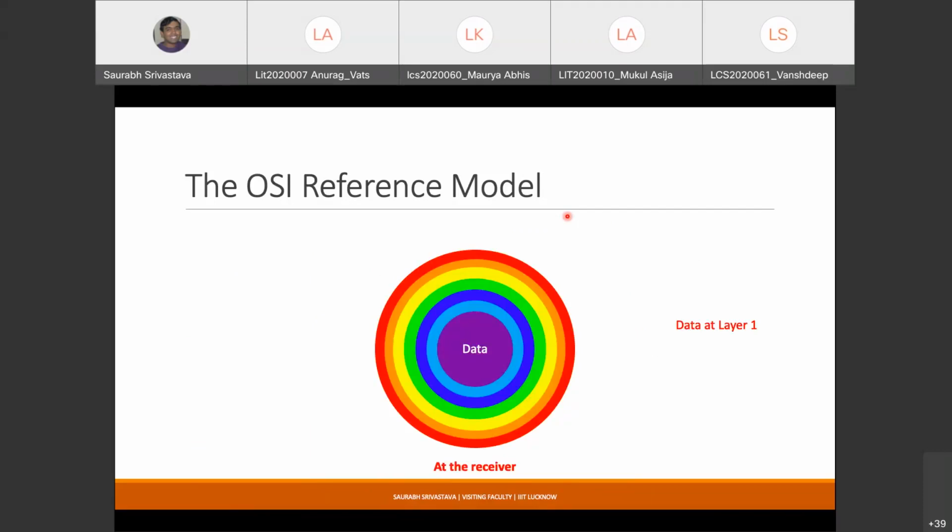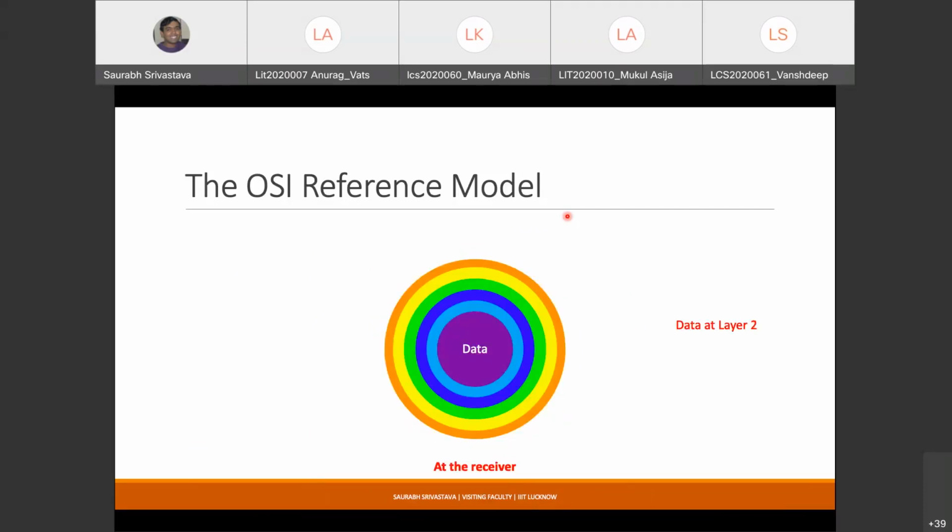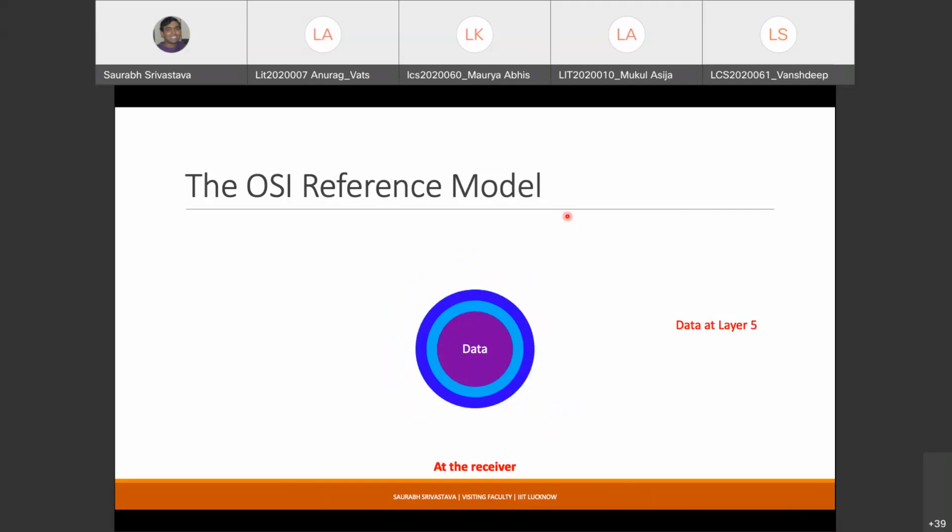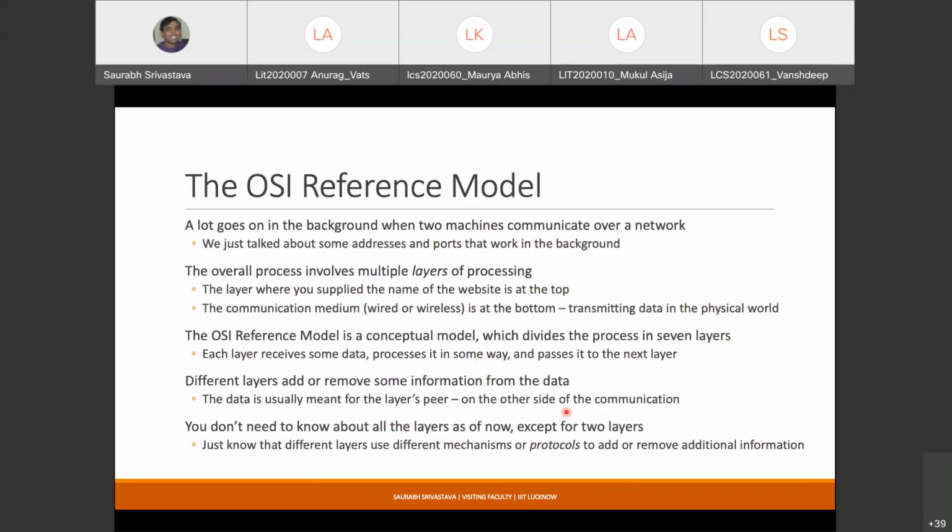Layer 1 removes its data, then layer 2 removes its data, and so on. They keep removing data until you reach back at layer 7, and this is basically what you want. You wanted to send a message from the sender to the receiver, so this is what happens.